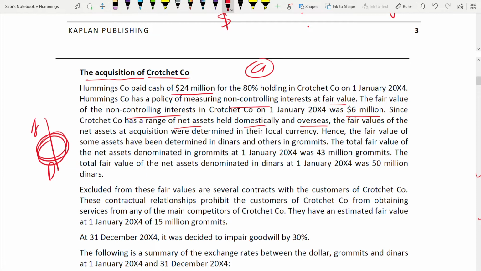The fair value of net assets at acquisition was determined in their local currency. That means the fair value of some assets is in dinar and some is in grommet. The total fair value of net assets in grommet is 43 million grommet, and the fair value of net assets in dinar is 50 million dinar. You have to change this into dollars first, the 50 million dinar part.